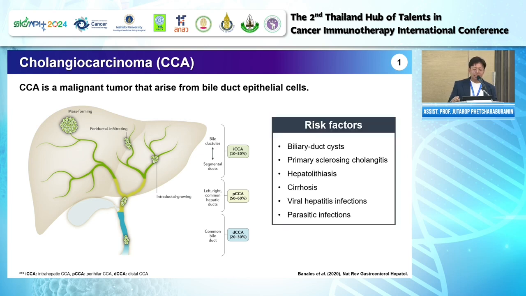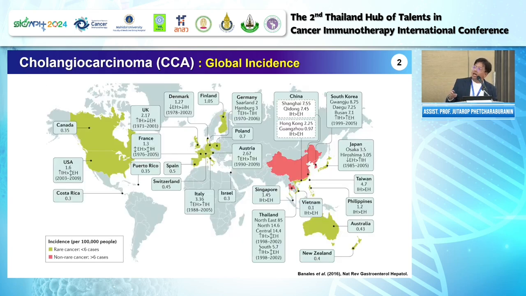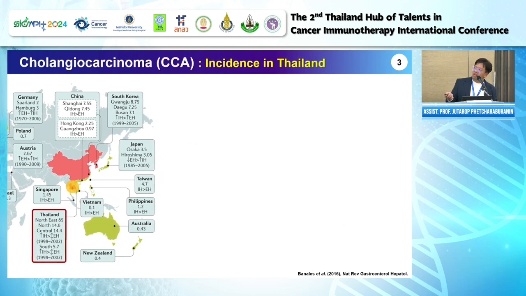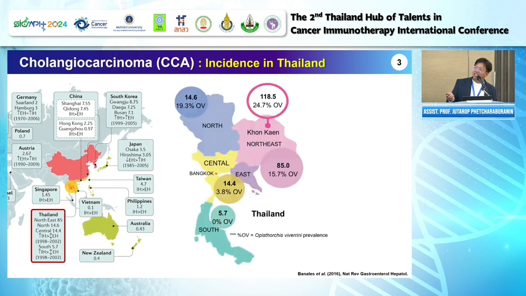These are the risk factors, and of course, in Thailand and in Greater Mekong sub-region countries, parasitic infection is a major cause. This slide shows the global incidence of cholangiocarcinoma worldwide. As you can see, Thailand has a very high incidence. And of course, within Thailand, Khon Kaen is still the champion. We don't want to be a champion in this case, but we still are.